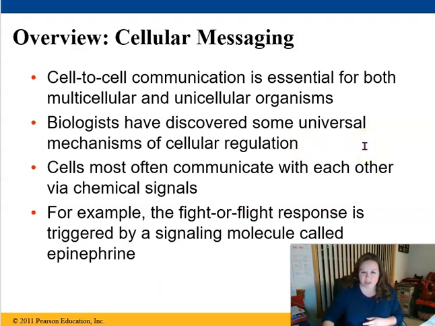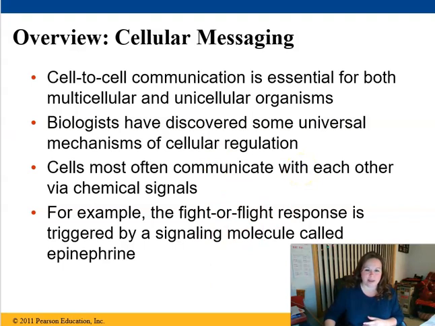The way cells talk to one another is by using chemicals. Now, those chemicals generally are hormones, which are lipid-based, or they can also speak to one another with proteins as well.